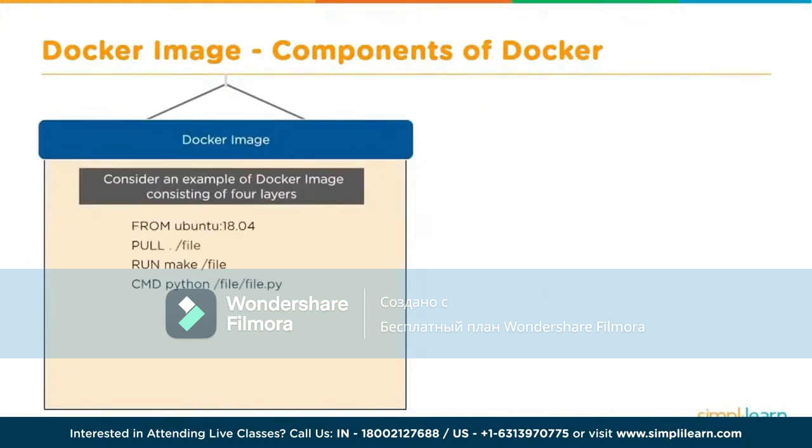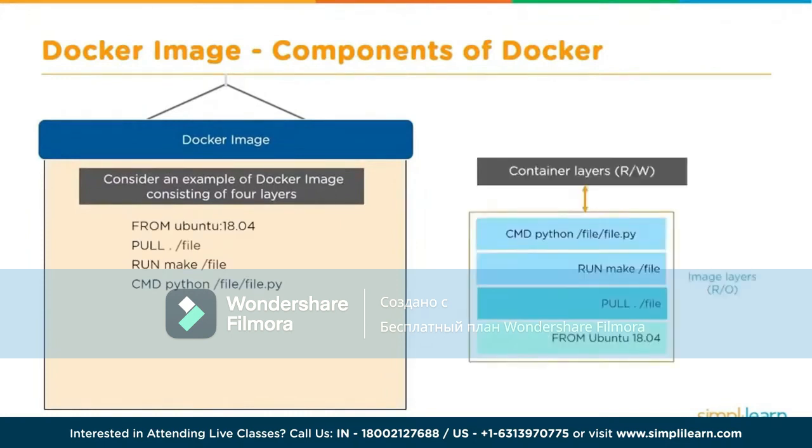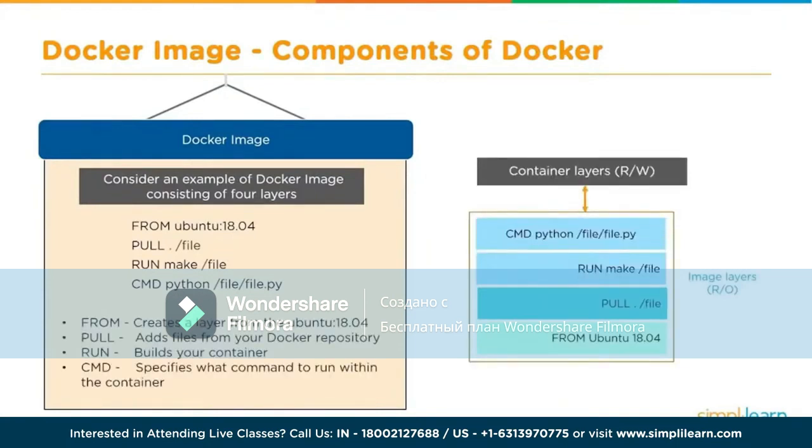So here we have 4 layers of instructions. We have a FROM, PULL, RUN, and then CMD. So what does that actually look like in our layers? To break this down, the FROM creates a layer which is based on Ubuntu. And then what we're doing is adding in files from the Docker repository onto that base layer. And then we want to say, okay, what are the RUN commands, so we can actually build the container within the environment. And then we want to have a command line that actually executes something within that container. And in this instance, the command is to run Python.